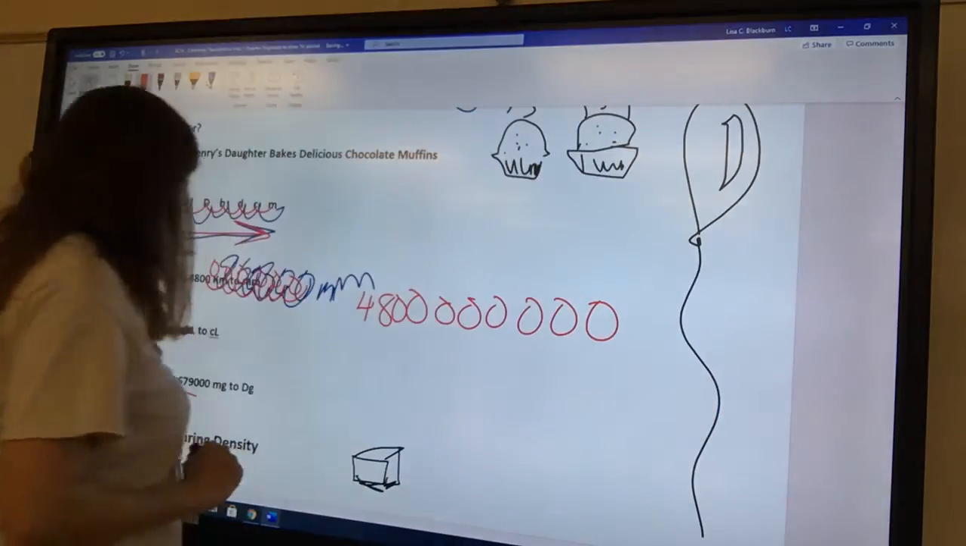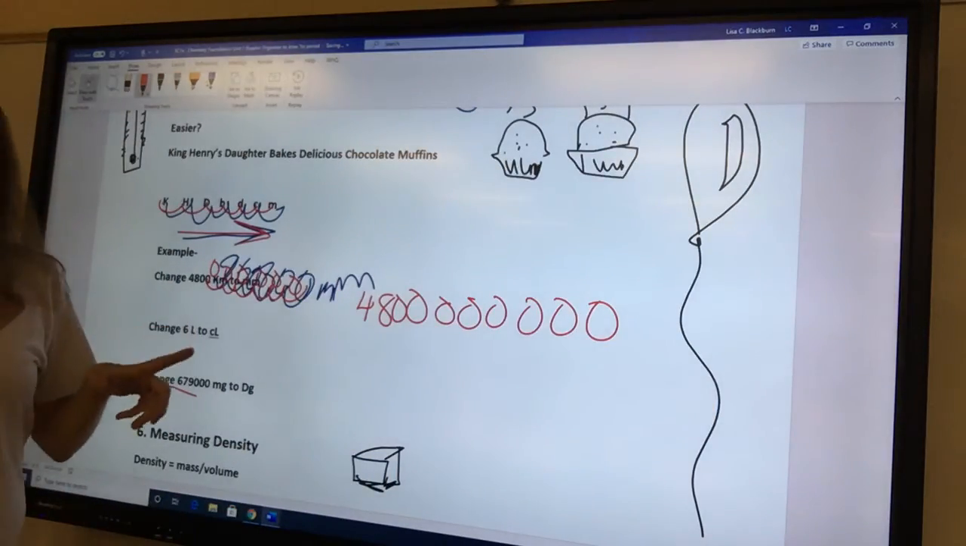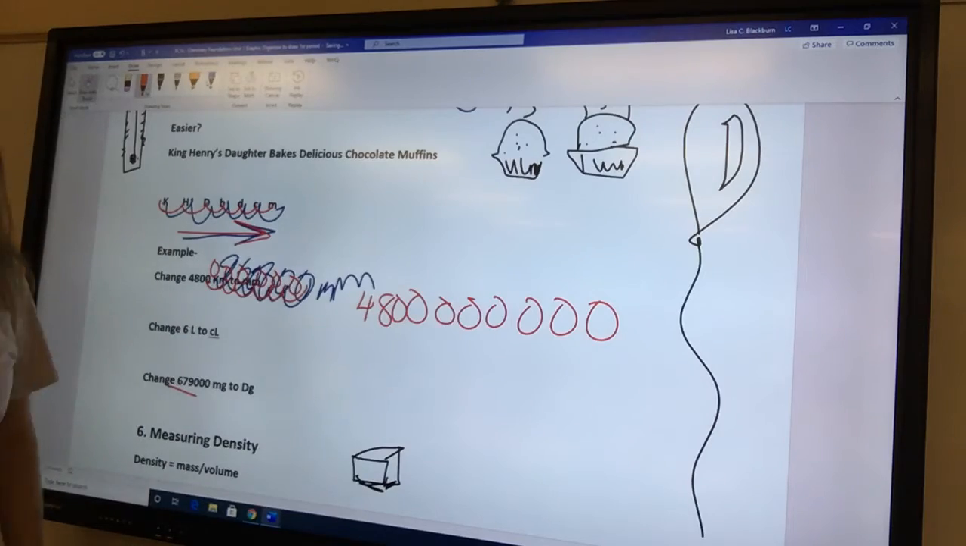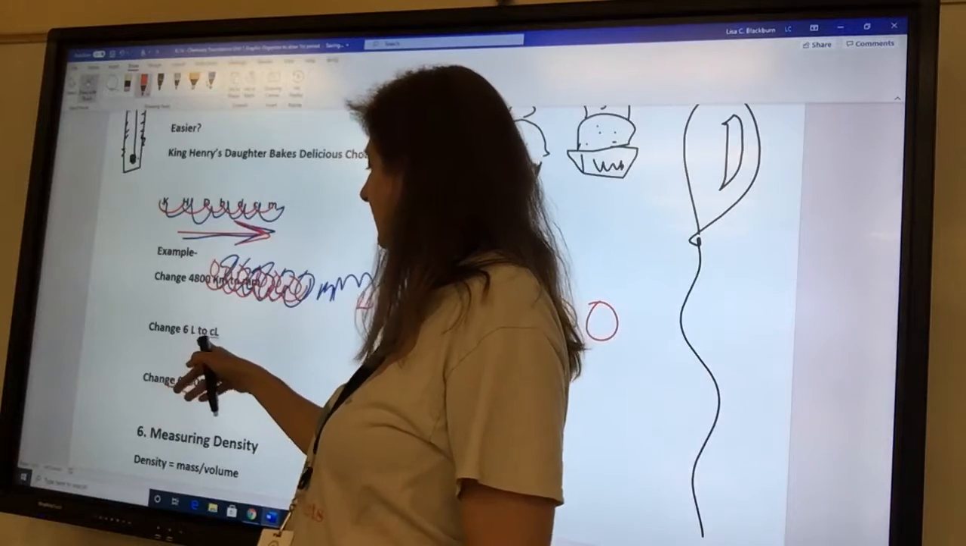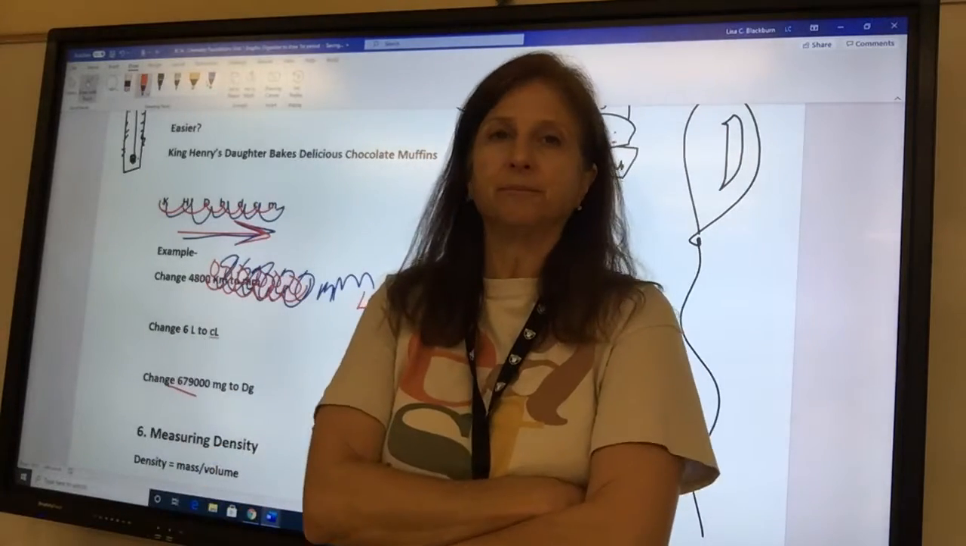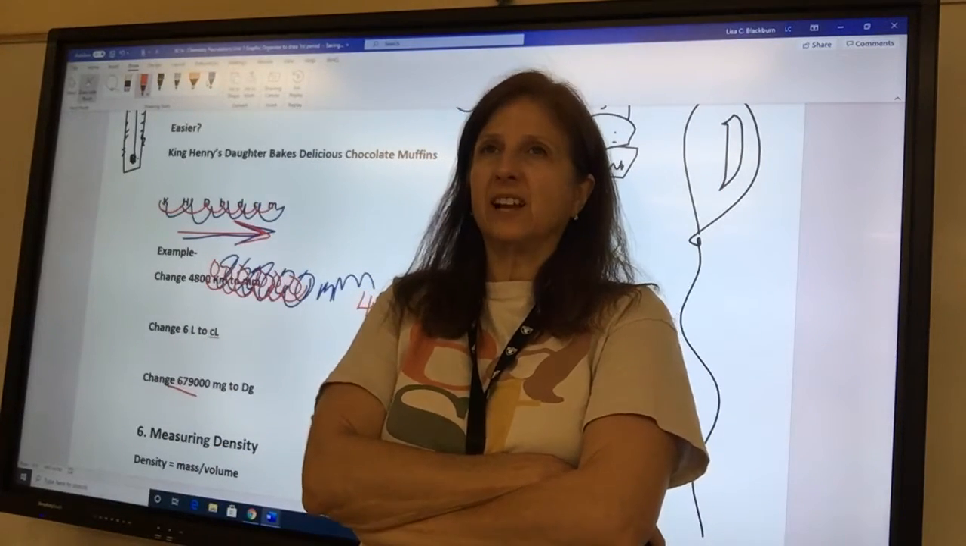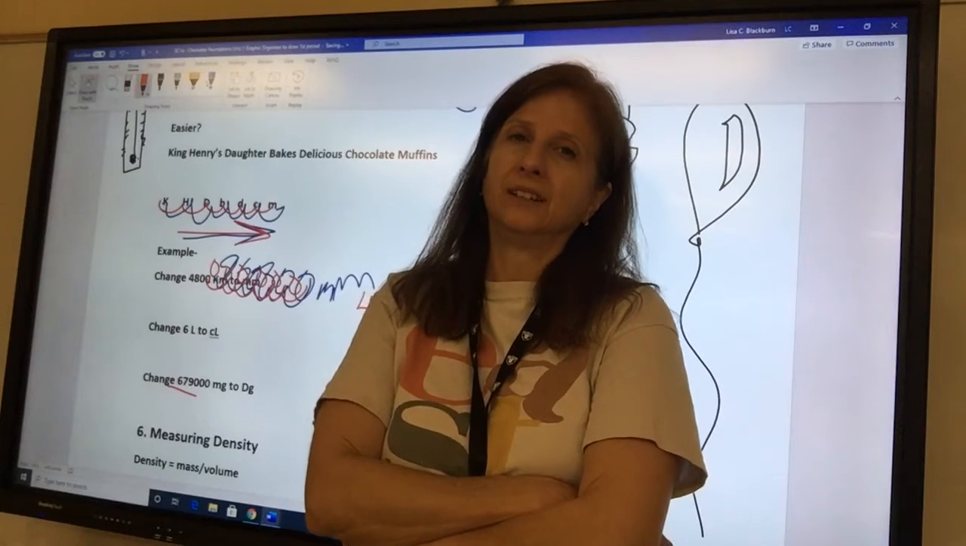So we're going to change 6 liters to centiliters. I want you to try it by yourself, and then I'll show you how to do it. Try to change 6 liters to centiliters. We don't usually call it centiliters.